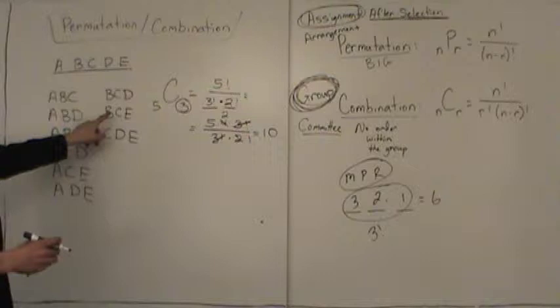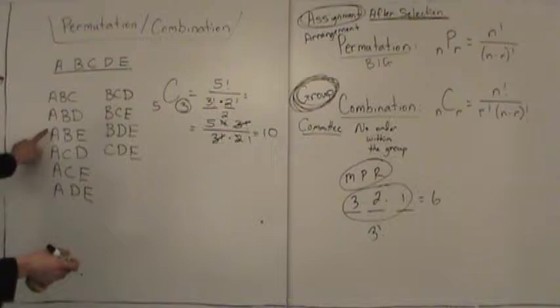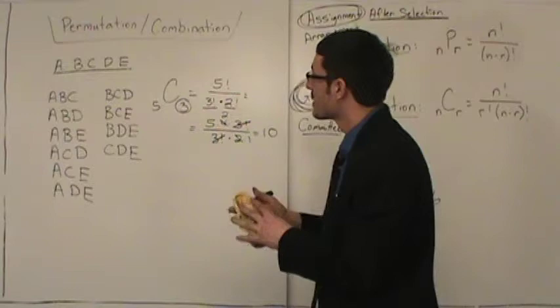And BDE, I'm sorry, BDE, and then lastly CDE. Okay, there it is: 1, 2, 3, 4, 5, 6, 7, 8, 9, 10. There are 10 groups of 3 in 5. I made a mistake there. All right, now you see we have 10 different groups of 3 in 5.